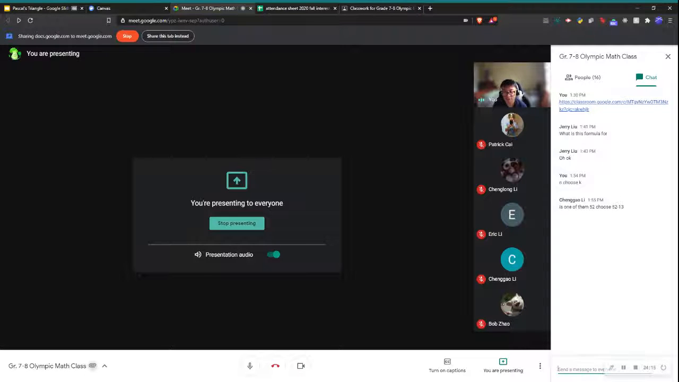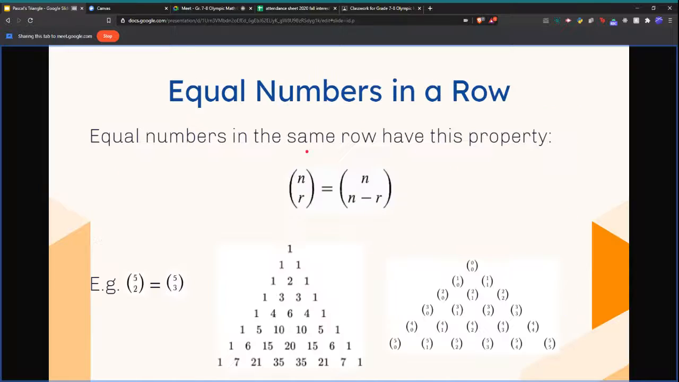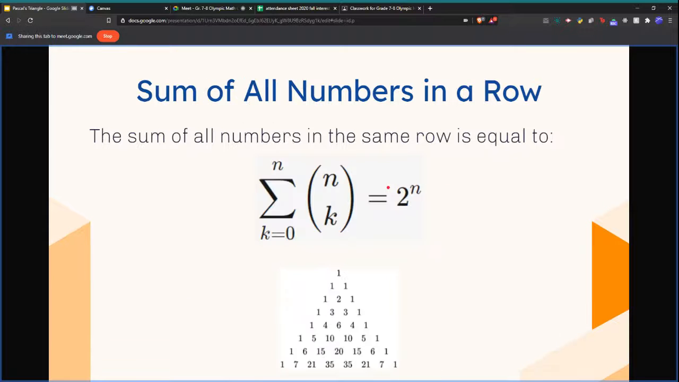Yep, Chengao, you're right. So 52 choose 52 minus 13. Remember, we used the first property of Pascal's triangle, where we have equal numbers in a row. We have 52 choose, so 52 was n, r here was 13. 52 choose 52 minus 13. 52 minus 13 is equal to 39. So 52 choose 39. That's one way you can express it.